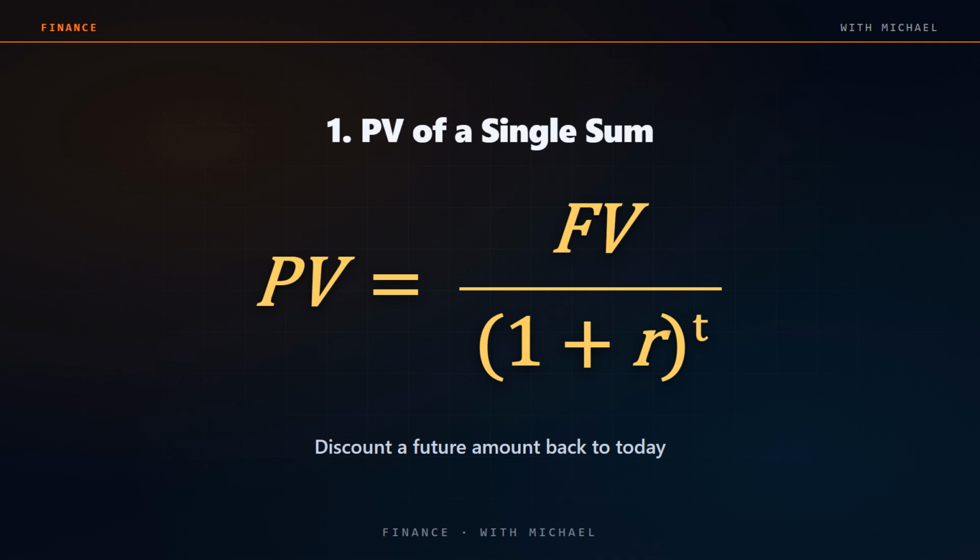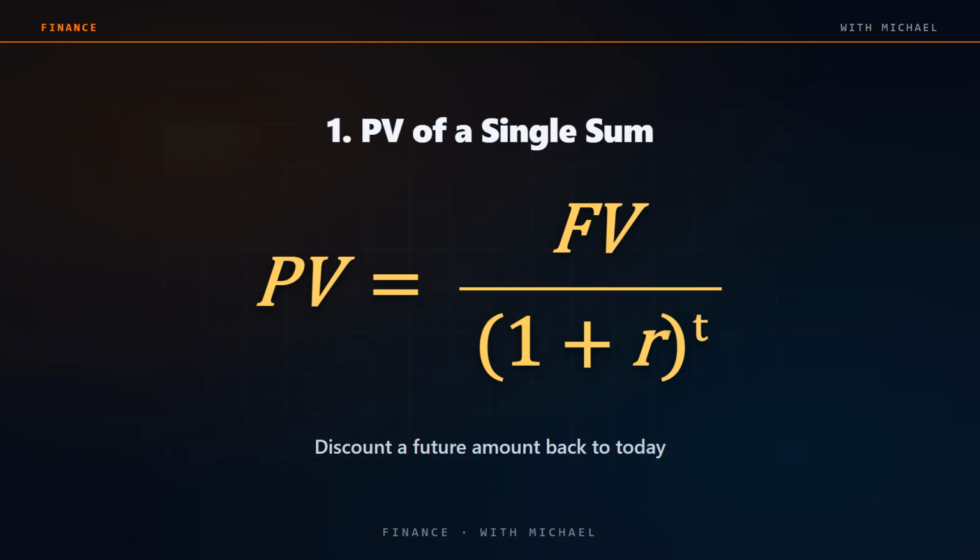FV equals 5,000 times 1.06 to the 10th power. 1.06 to the 10th is 1.791. FV equals 8,954. Formula 3. Present value of an ordinary annuity.